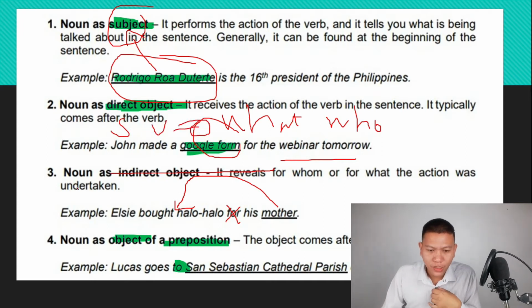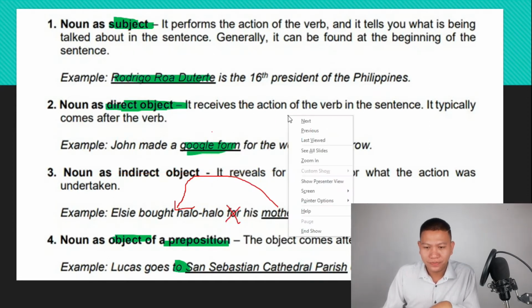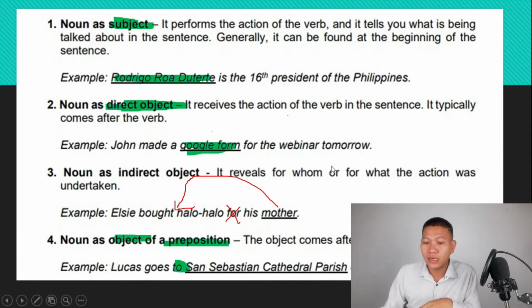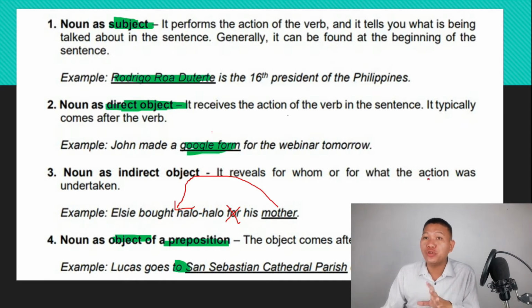Okay? The third one is the indirect object. What is an indirect object? It reveals for whom or for what the action was undertaken. A while ago, the direct object was who or what. Now it's for whom. In Filipino, para kanino, para saan. That is the indirect object. Kindly check your module, there's something wrong with it.